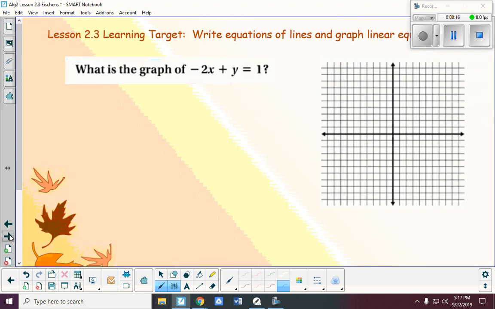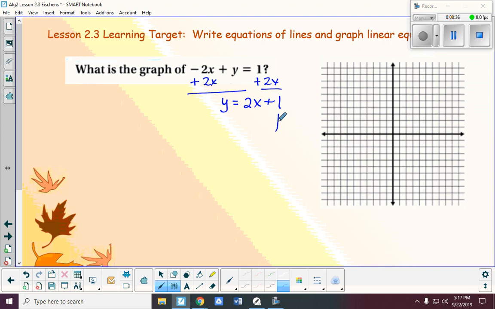Next, we're going to do some graphing. What is the graph of -2x plus y equals 1? Now, there are a variety of ways we could do this. We could make an xy chart. We could look at the intercepts. But this one would be fairly easy to do if we get it into slope-intercept form. So y is equal to 2x plus 1.